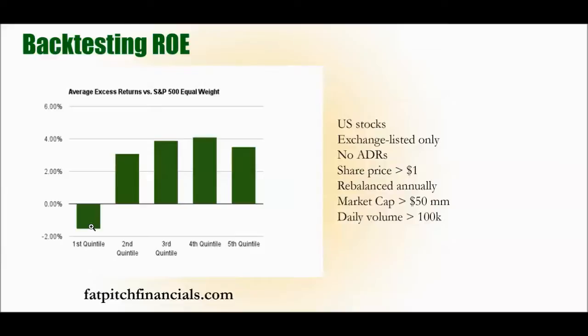So that makes sense. They're underperforming the S&P 500. The next quintiles, the second, third, fourth, and fifth, do actually outperform the S&P. So basically, if you have a positive return on equity, the top 80% of companies that return a valid return on equity number actually outperformed the S&P 500, which I think is pretty important.